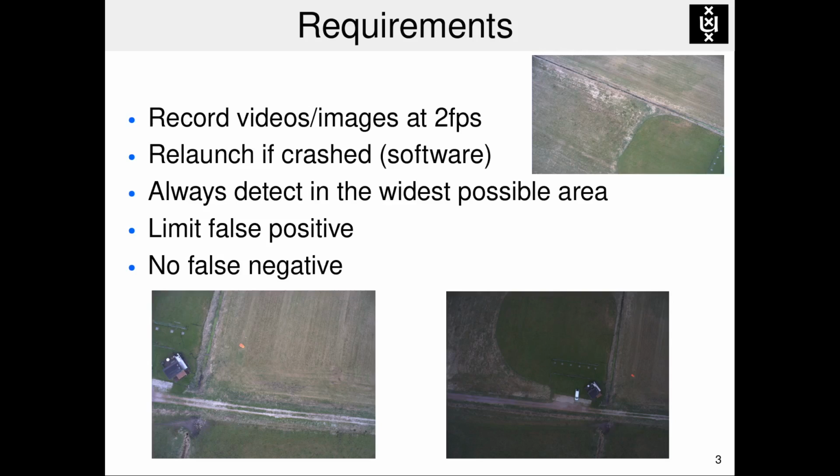This use case requires recording videos and images at 2 frames per second. It always detects in the widest possible area, and they want to limit the false positive, which is detecting an object when there is no object, and limit the false negative, which is missing an object. They also want to be able to relaunch some part of the software if this part crashes.